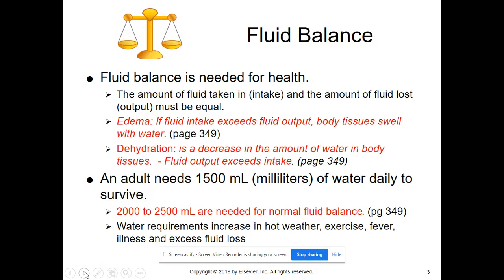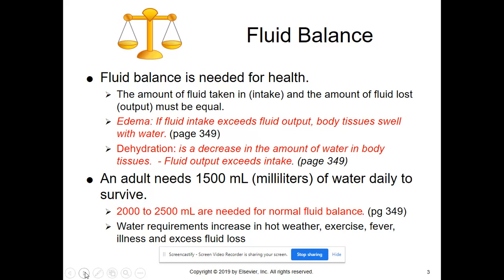The amount of fluid taken in is intake, and the amount of fluid lost is output. They have to be equal at the end of our shifts, okay? So again, the fluid that we take in is called intake. The fluid that comes out of our body, meaning urine, vomit, blood, any drainage, the things that we can measure that comes out of the body in liquid form, is an output. So we've already done intake and output in class, so I'm not going to spend a lot of time explaining that to you.